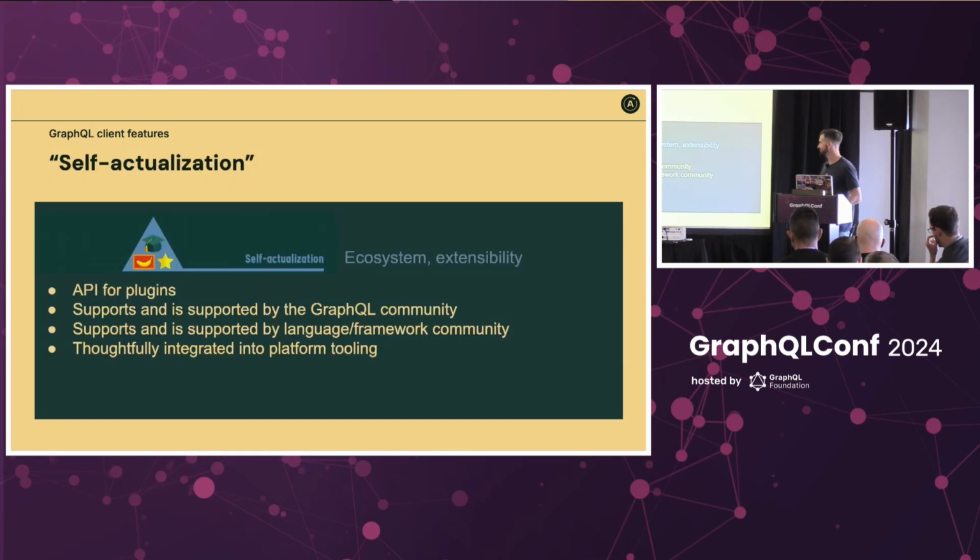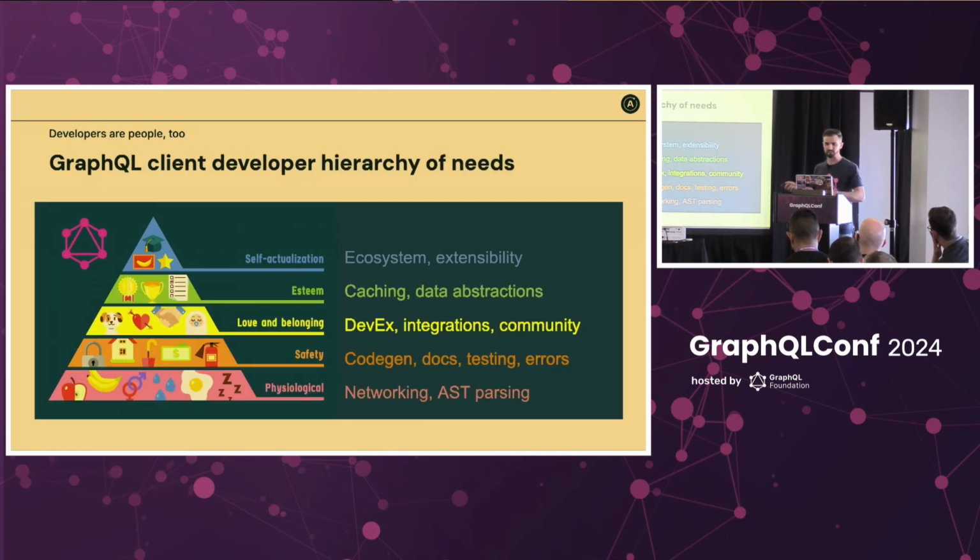And on top, we have this self-actualization piece. I think this is where the ecosystem and extensibility of GraphQL clients really comes to bear. There are a lot of GraphQL clients out there, and there are a lot of ways to express things in whatever language or platform you're building for. And so having that API for plugins, having that GraphQL community buy-in, having the community buy-in of your chosen language or framework, and thoughtfully integrated into those platform tooling bits. And so those together is like my version of Maslow's hierarchy of GraphQL client developer needs or something.